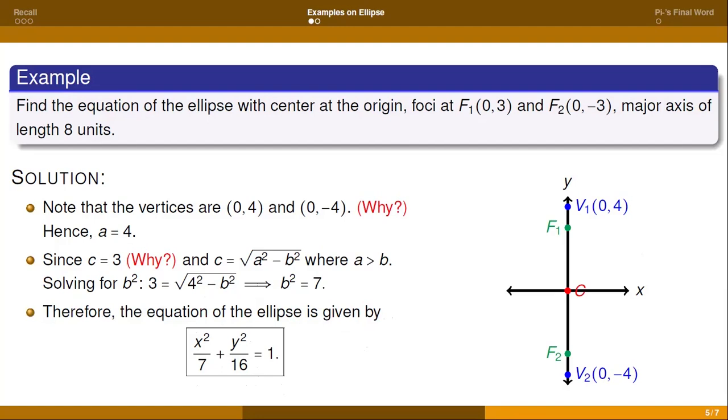So this problem is quite tricky, but as long as you know by heart the definitions and the formulas, it becomes easier.